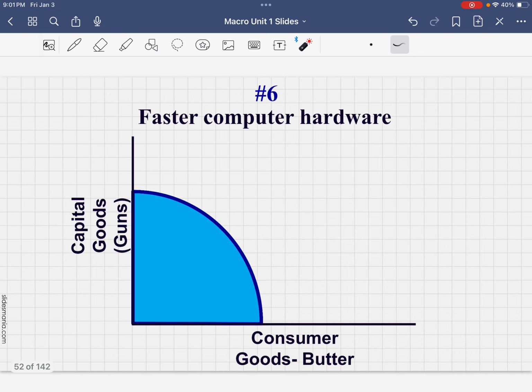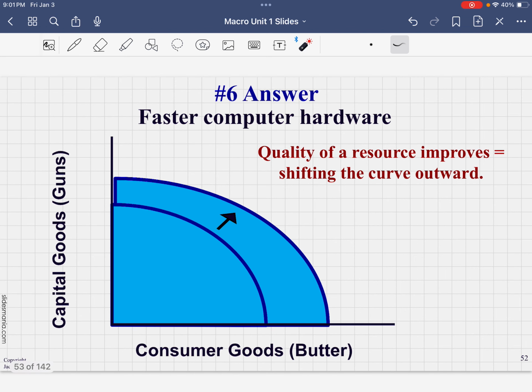Let's do number 6. Faster computer hardware. This one, computers are going to be used to make capital goods and consumer goods. And so this new capital good is going to shift our production possibilities outward, and we can make more, to a more attainable spot way out here.